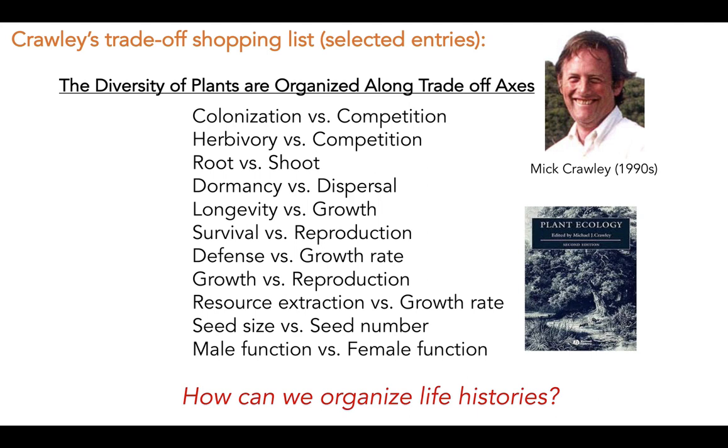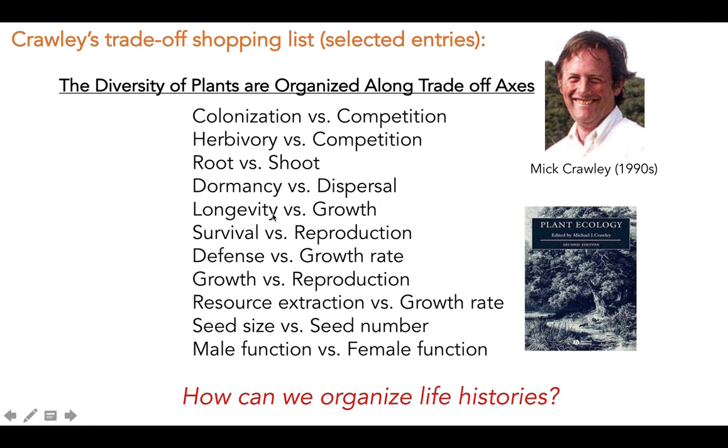Another trade-off is, well, you can allocate more to roots or you can allocate more to shoots. So plants that are really good at competing for light tend to allocate more to their shoots. Plants that are really good at sucking up water and nutrients allocate more to roots. Also, in terms of reproduction, there tends to be a trade-off between dormancy and dispersal, so that those seeds that are good at dispersing tend not to be really good at waiting out long periods of time in dormancy.